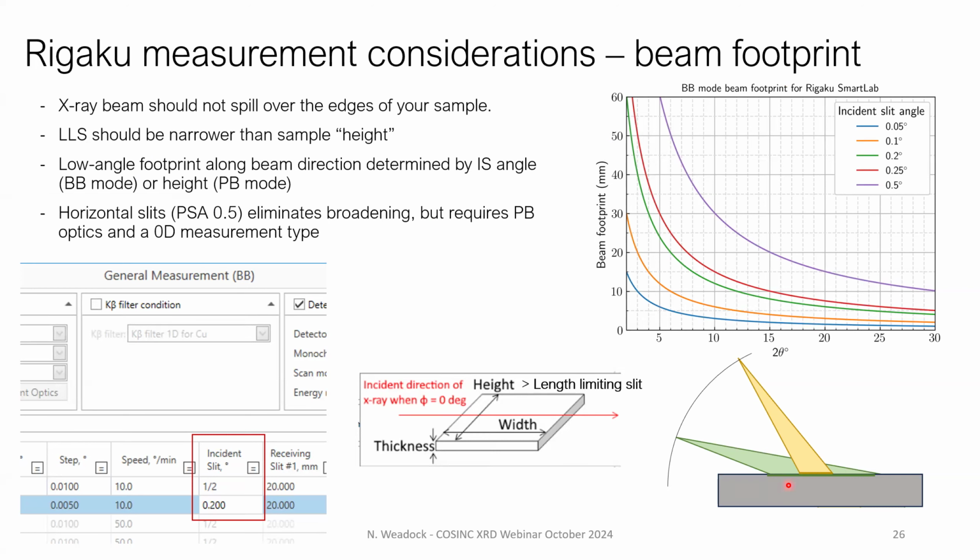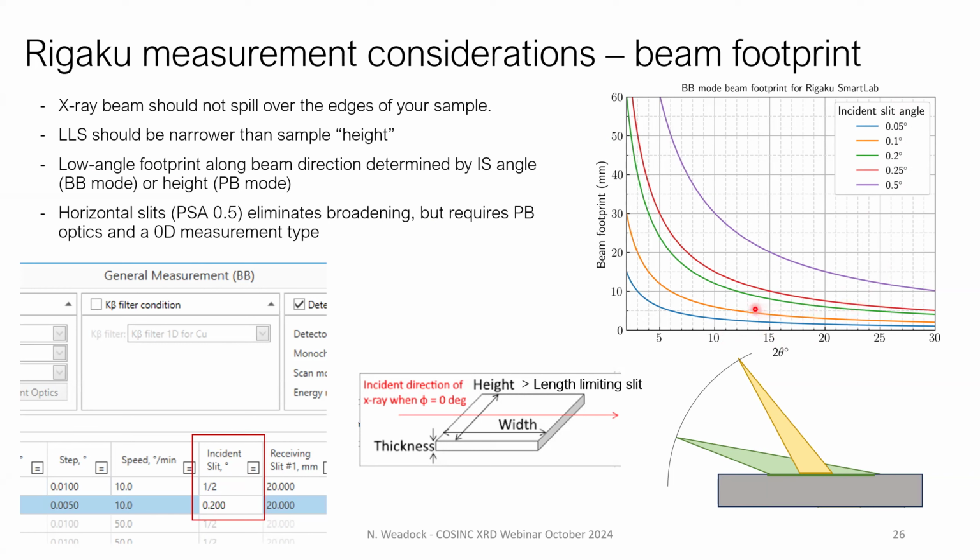You have X-rays extending off the sides of your sample, both in the width direction and the height direction are important. The width you will select in BB mode and PB mode by changing the size of your incident slit. In BB mode, this is given as an angle, which is the divergence angle of this cone here. And I've plotted up here the footprint size in millimeters at differing 2 theta angles as a function of that incident slit angle. That outer stage is roughly 25 millimeters in height.